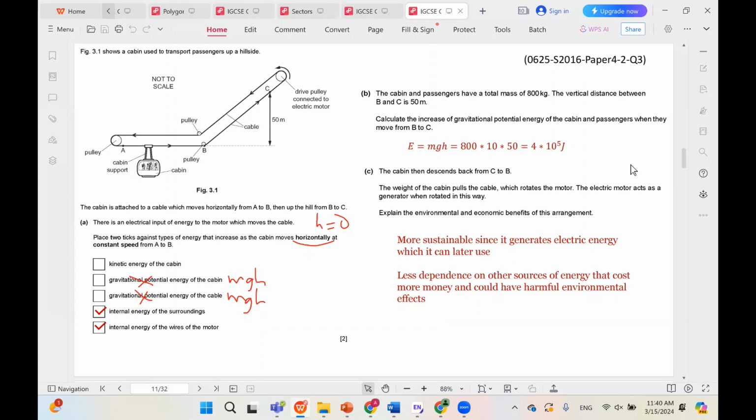As for the speed, it's constant. So there is no increase or decrease of kinetic energy, which is half mv squared, which is dependent on speed. So again, this would not work here. So therefore, the correct answers are the internal energy of the surroundings and the internal energy of the wires of the motor.